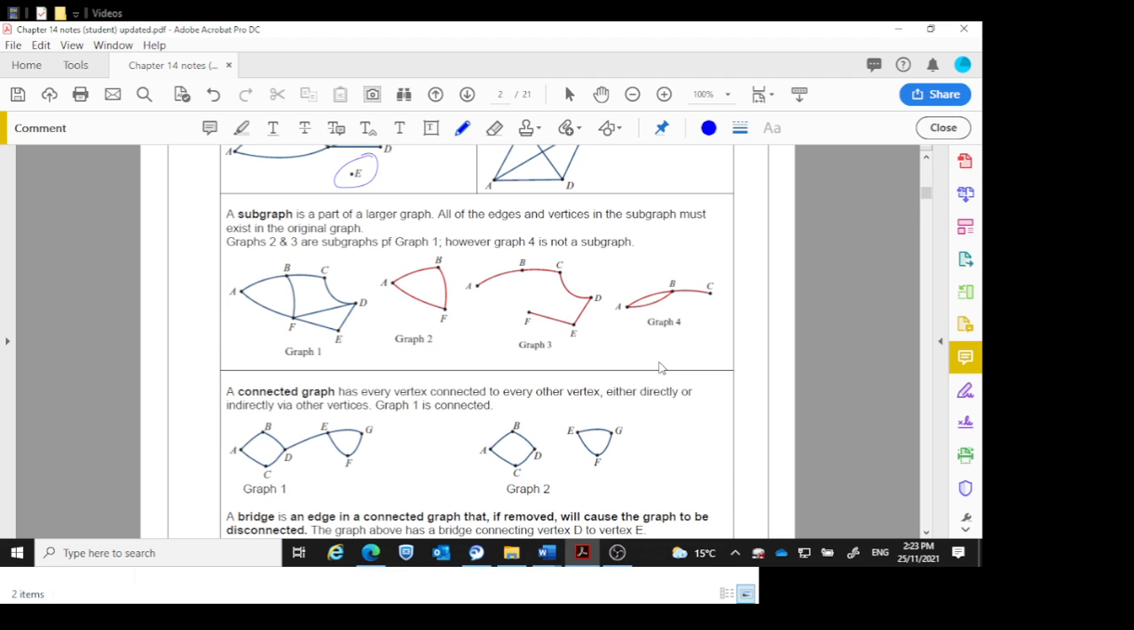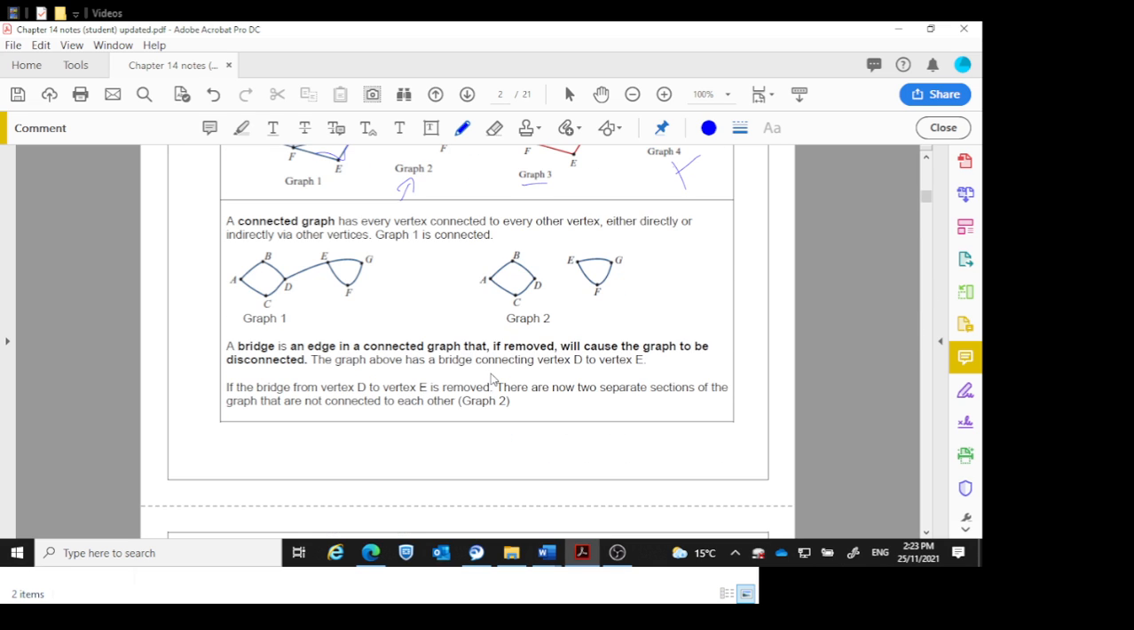A subgraph is just a part of the bigger graph. So here's 1, graph 2 has A, B, and C, A, B, F, that one there. Graph 3 connects this one in this way, and so does graph 4, A to B. This is not a subgraph because there is no 2 that connect to B, it's only 1.